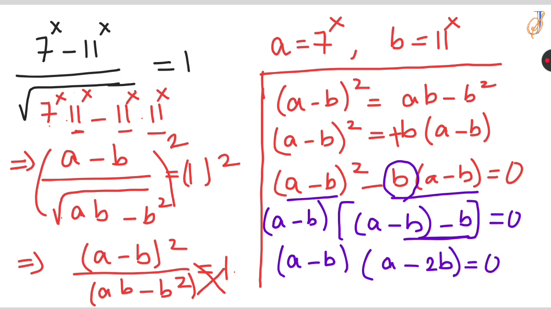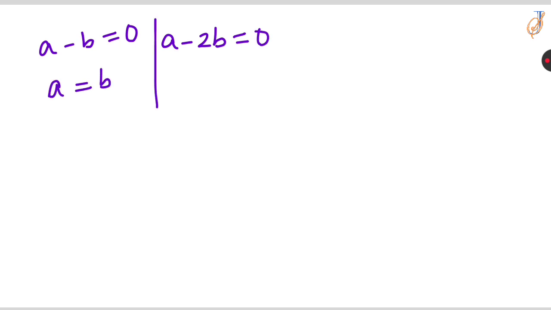From here we can say that we got two factors. One is a minus b, another one is a minus 2b. So we can write a minus b equal to 0 and a minus 2b equal to 0. From here a equal to b, and from here a equal to 2b. We consider a as 7 power x and b as 11 power x, isn't it?